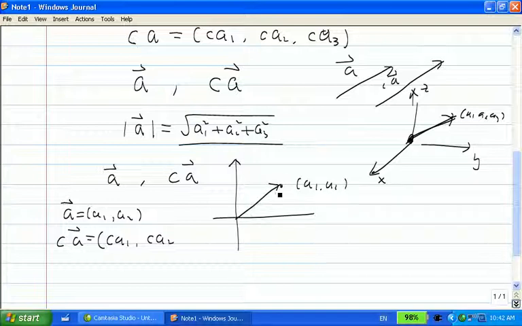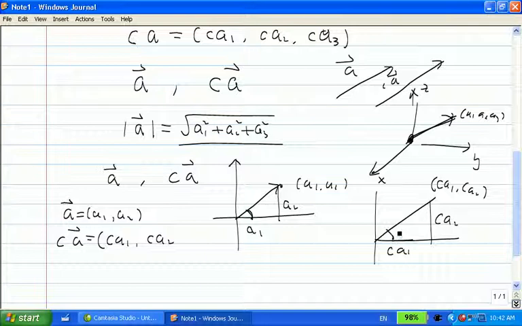Okay, this is the vector A. So this direction can be measured by this angle. Then we have another one, say CA, ending at point CA1, CA2. So here this is A1, this is the distance, this is A2. This is CA1, CA2. Obviously, those two angles will be the same, right?